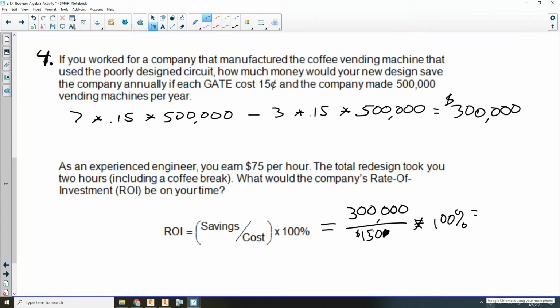What's that, 2 million? 2 million percent, is that what you got? That's what I got. Is that right? Yeah, 2 million percent. You get 2 million percent return on investment, which is a huge return. So that can save people a lot of money. So that's part of where this is headed.